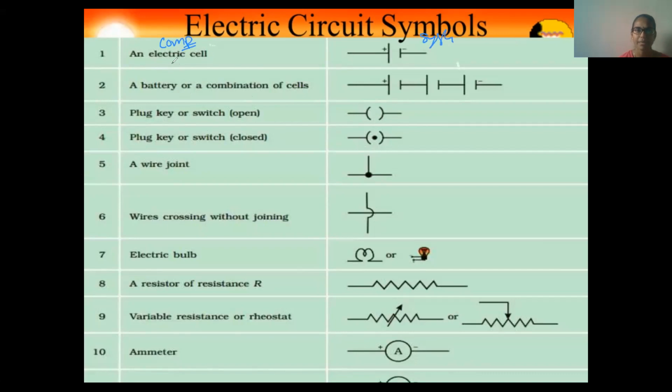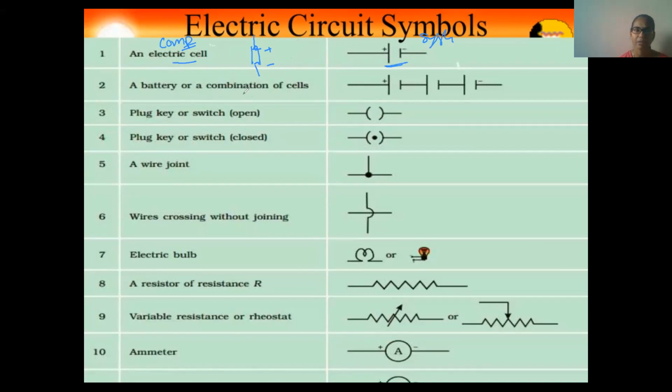The component is an electric cell, an instrument with a metal cap on top. The metal cap is positive and the other end is negative. But we can write this cell easily using two lines: one bigger line and one smaller line. The bigger line indicates the positive terminal and the smaller line indicates the negative terminal. This is the symbol of the cell.